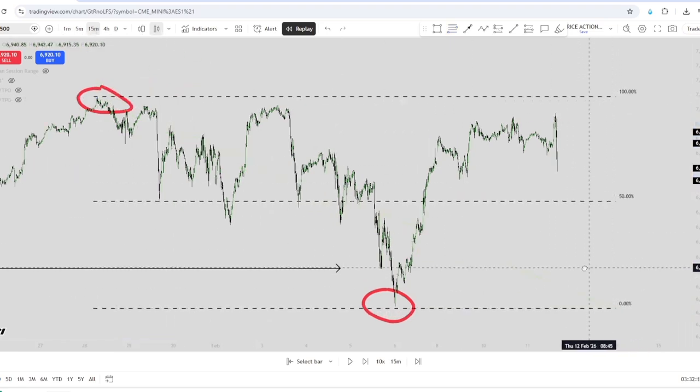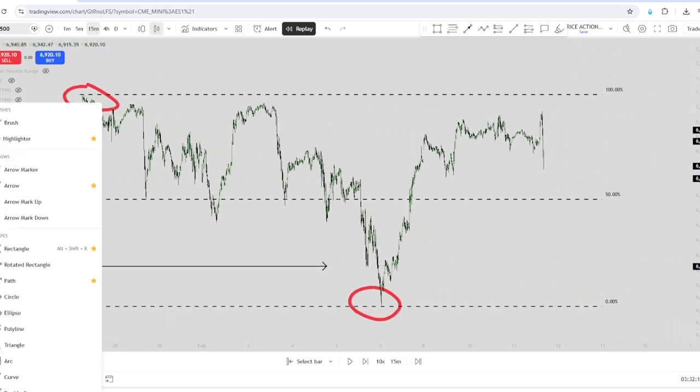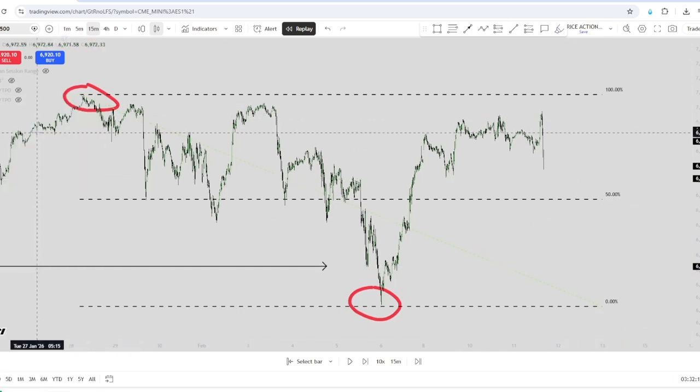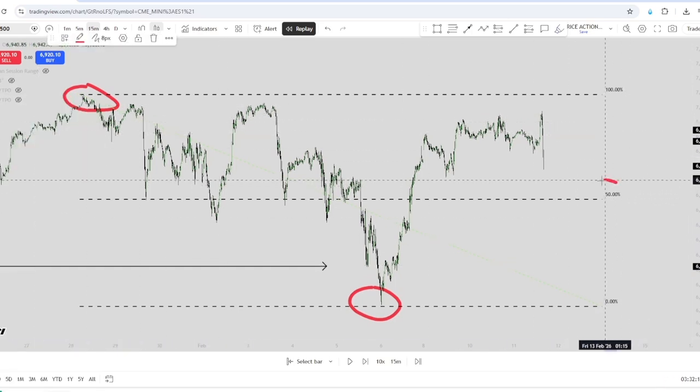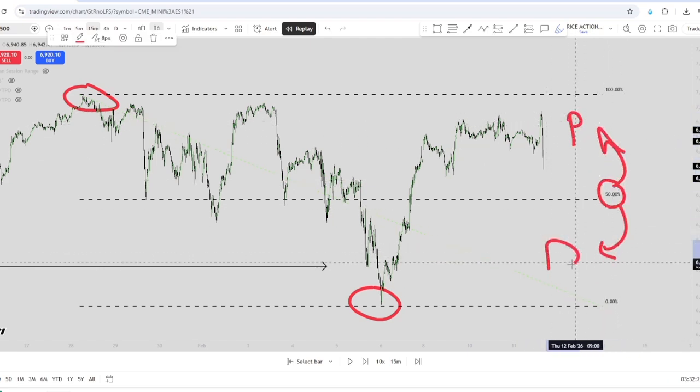Once we've established this in terms of our premium and discount, what we're now looking for is this 50% area. Anything above translates into a premium. Anything below translates into a discount.